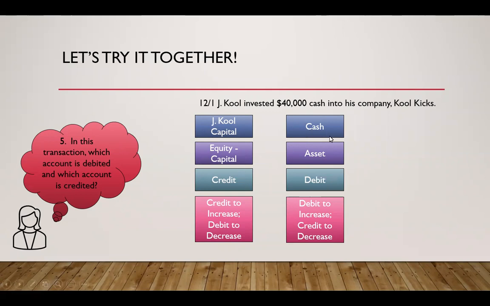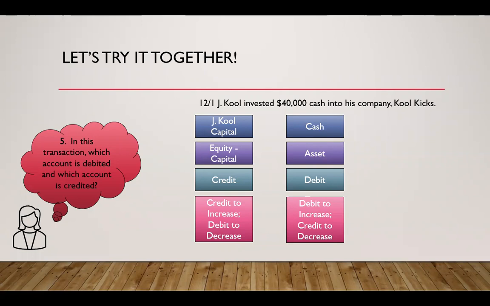So in this one, cash is going up. I know that cash is increasing. The business is getting more cash. Now, don't think about J. Cool as an individual. As an individual, yes, I know he's giving up cash, but I'm not doing the transactions for him as an individual. We're doing the transactions for his company, Cool Kicks, and his company is getting more cash.